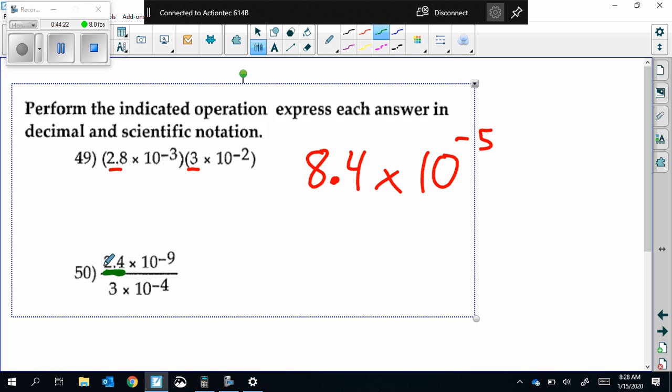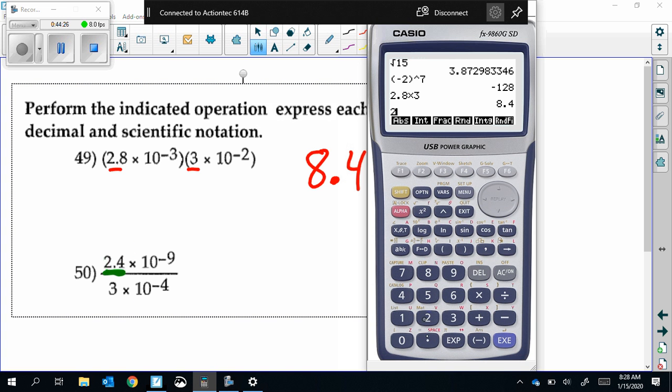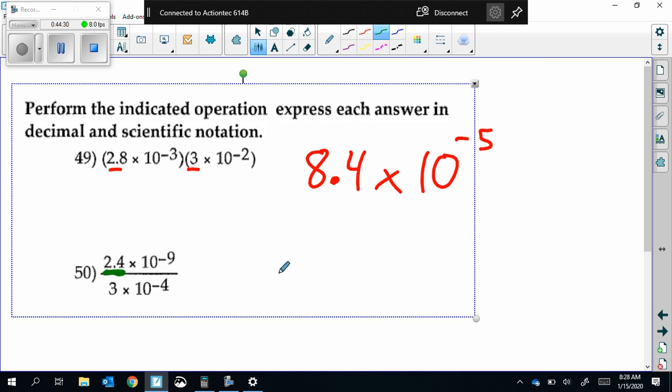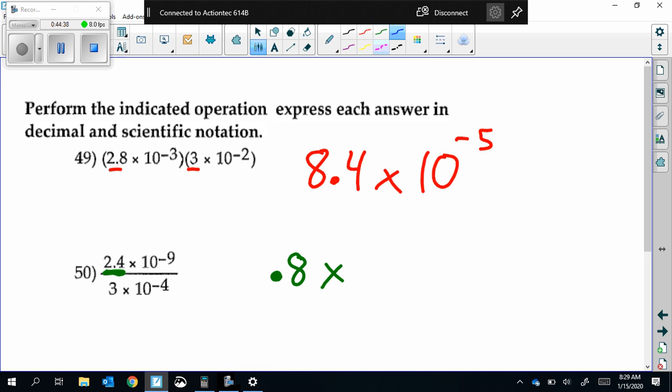Same beginnings here. 2.4 divided by 3. We start with the numbers. 2.4 divided by 3 is 0.8. Unfortunately, that's going to have to be adjusted here in a second. Dividing, so we subtract the exponents. -9 minus -4 turns to plus. And we get an exponent of -5.